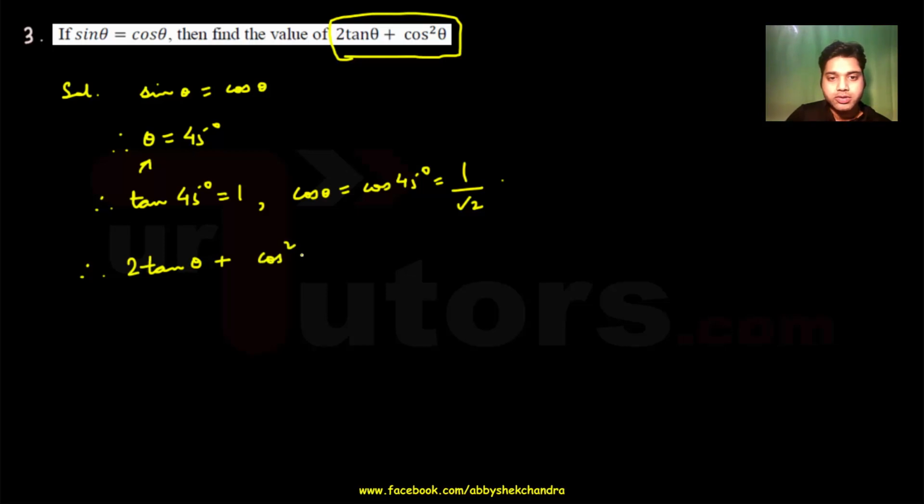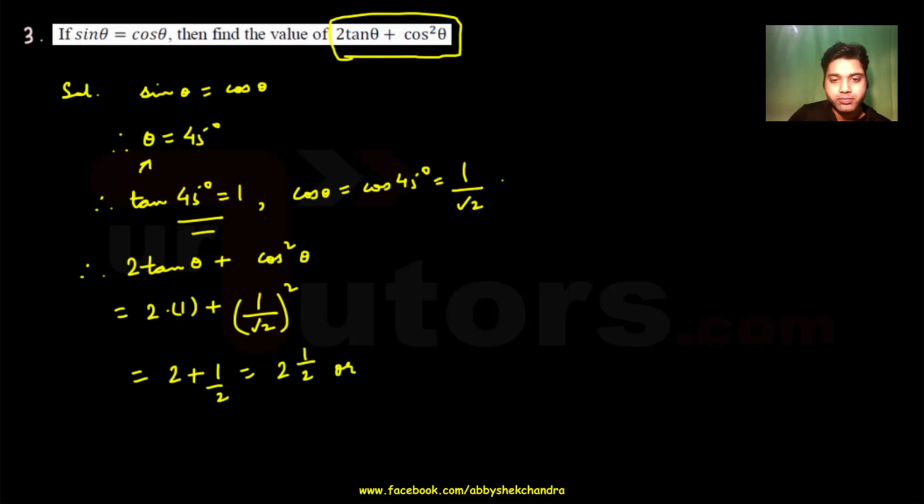2 tan theta plus cos square theta will be equal to, tan theta is 1, so 2 into 1 plus cos square theta. Cos theta is 1 by root 2, so we'll write 1 by root 2. Because it's cos square theta, we'll square it. So 2 plus half, that's 2.5 or 5 by 2, right?